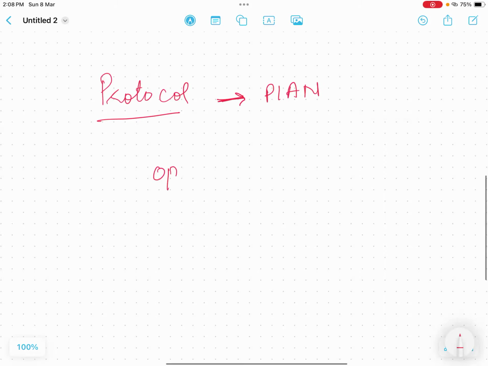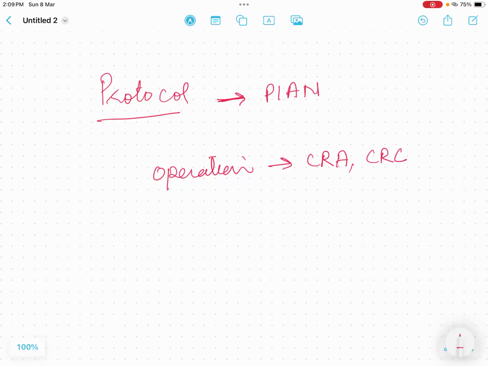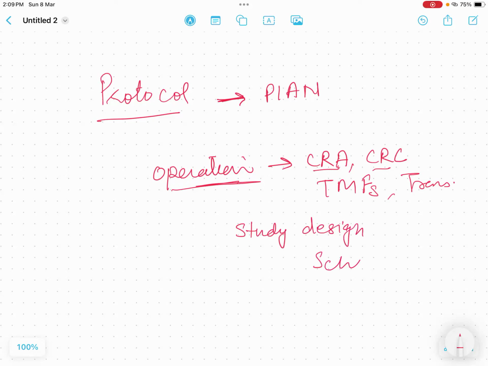Like your operation team. Suppose you are a CRA or CRC, even a TMF specialist, because these new roles have also come in. Maybe a transparency associate. This is different for you. For CRA and CRC, I will show you how you can cheat it. Mostly what matters to you is the study design and schema, or you can say the schedule of activities.